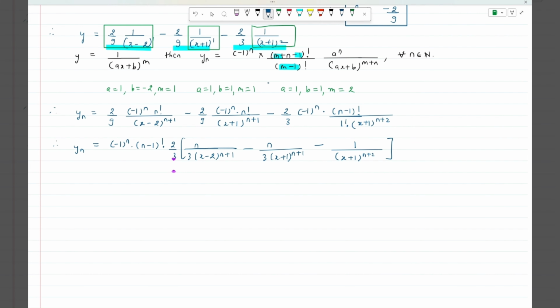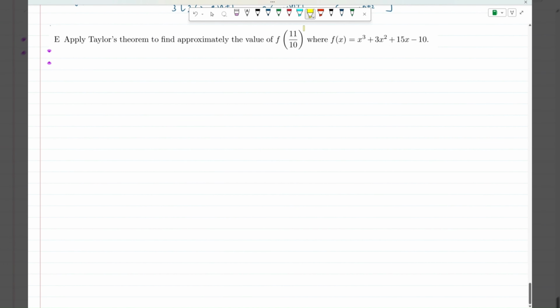Now let's move on to question 1E. This problem is based on the module expansion of functions, and you can see we are clearly told to apply Taylor's theorem and find the approximate value of f of 11 over 10, where f of x is given by this cubic polynomial. We'll be first looking at the value at which we need to evaluate the function.